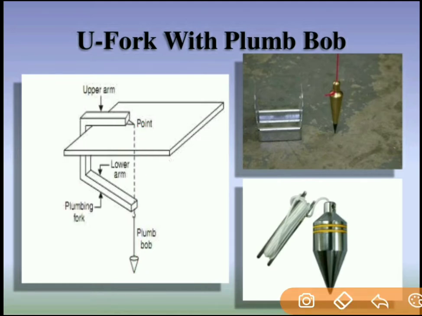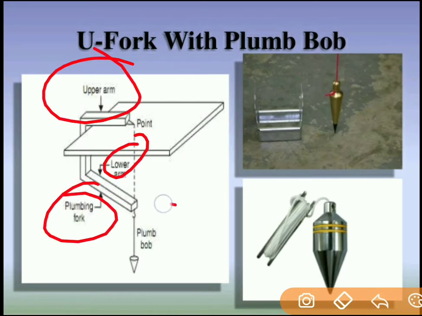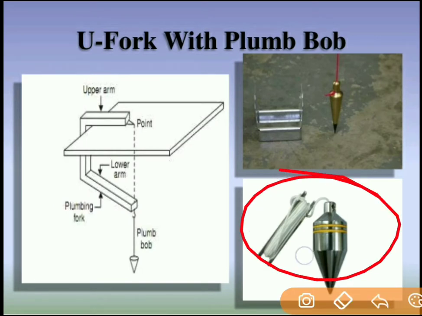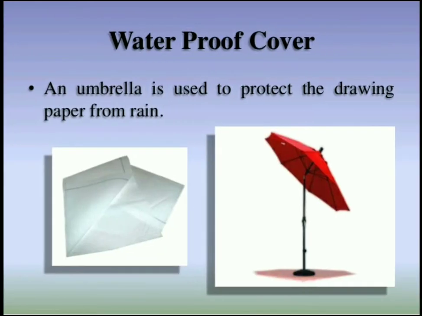Clear, right? We have a plane table, upper arm, lower arm, next the plumbing fork, next this is the plumb bob. We can observe the figure here. This is the plumb bob, right? Clear? Next.